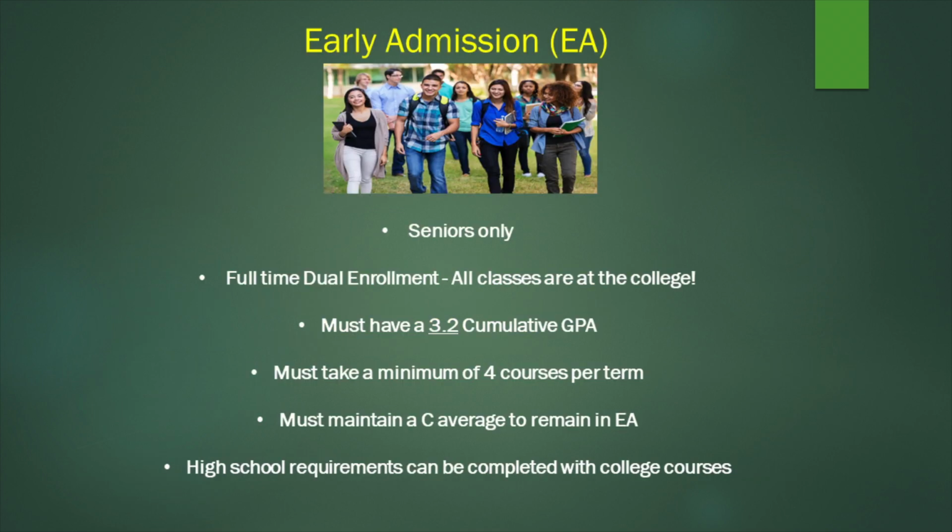Early admission allows you to take all your senior classes through PBSC. This is for seniors only. You must apply as a dual enrollment student, have a 3.2 GPA, and college-ready test scores. You must take at least 4 classes per semester and maintain a C average in all early admission classes. Visit our guidance website for more information.